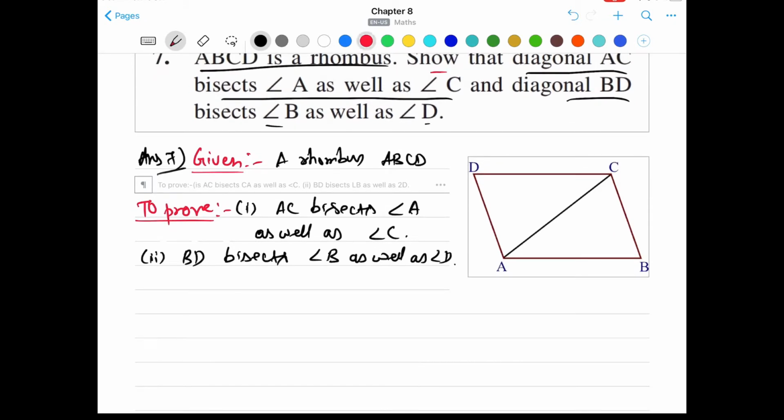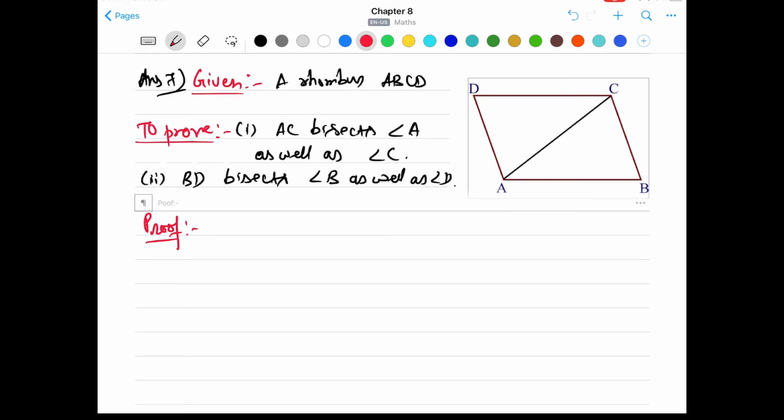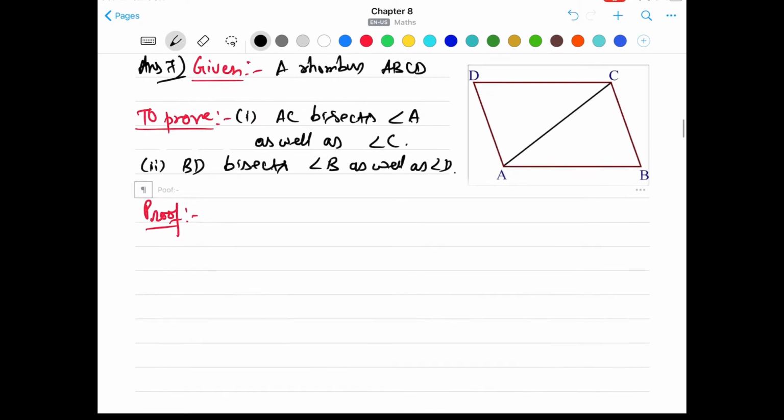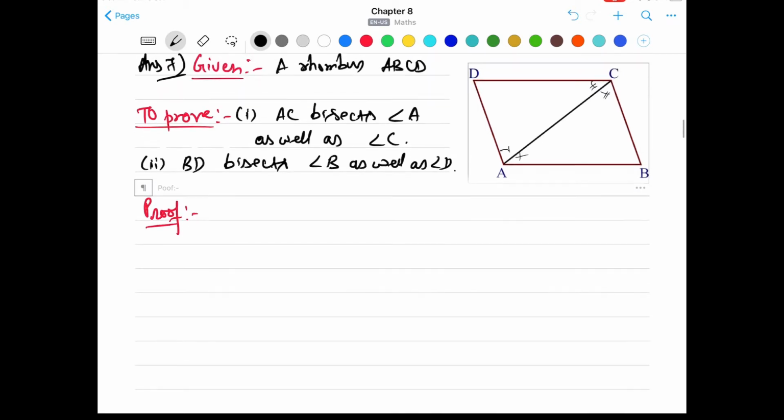So let's start its proof now. We'll prove only the first part, and in a similar way we can prove the second part. When we have to prove two similar things, then we will prove only the first one and just write similarly for the other part. So since we have to prove that this AC is bisecting angle A, this here, and also angle C, we have to prove that these two angles are equal, similarly these angles are equal. That's what we have to prove. And we can prove it in the same way for angle B and D. Okay, so let's start.